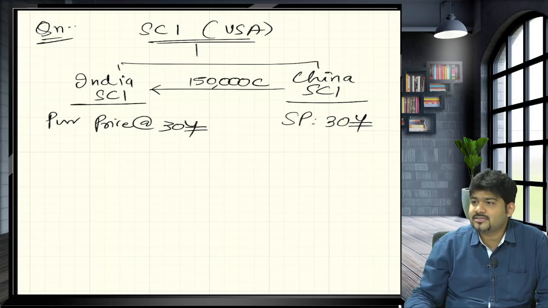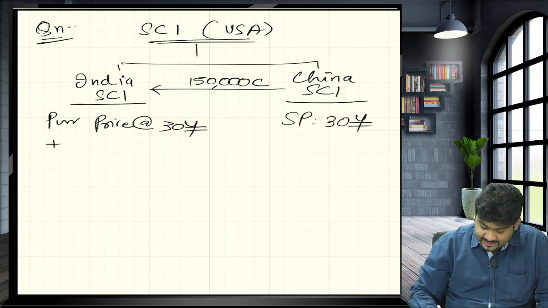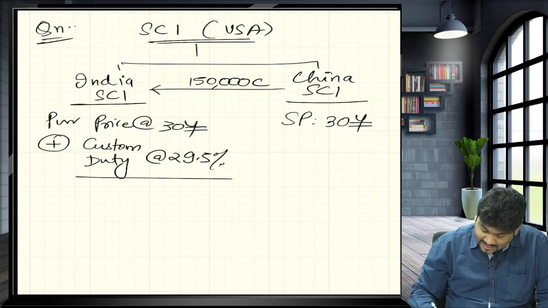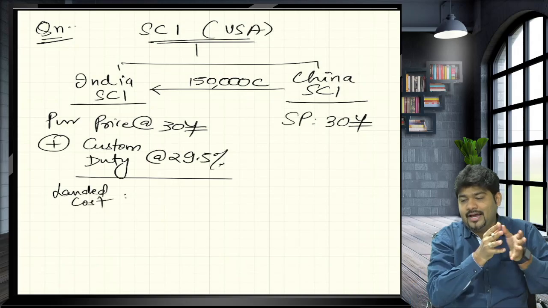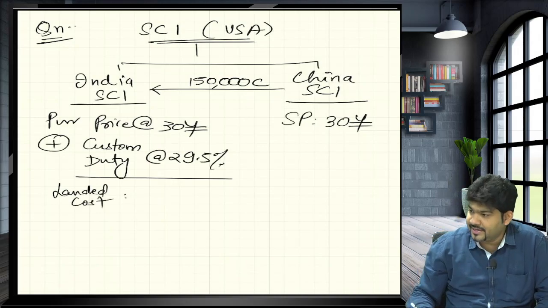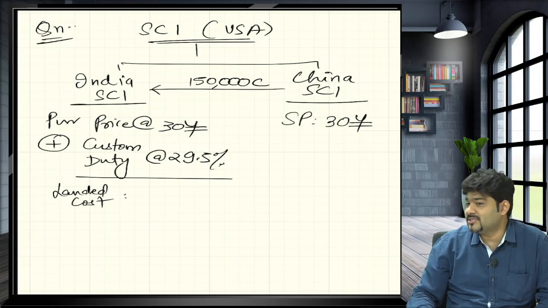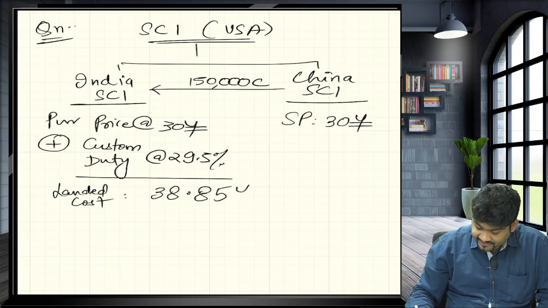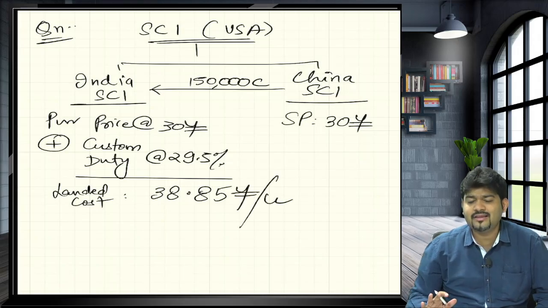Custom duty. Who is paying custom duty? Can I say India is paying custom duty? How much? Custom duty is being paid at the rate 29.5%. So can I say what is our landed cost? You understand what is landed cost? Yes. Landed cost means in India how much total we are paying. So 30 plus 29.5% of 30, how much? Total is how much? 38.85 yen per unit. Till here everybody is with me?